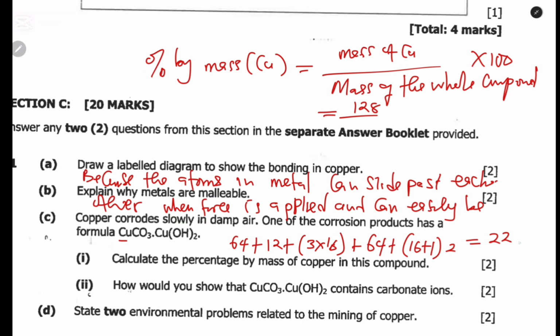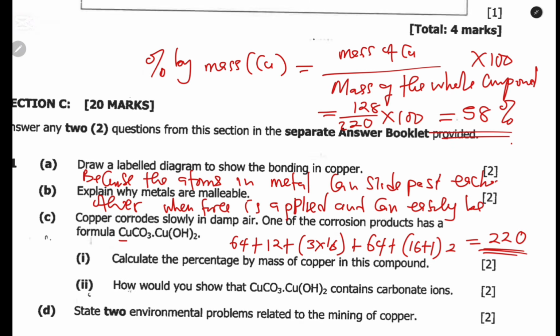220. The whole of this one is going to give us 220. So divide by 220 and multiply by 100, and this should give us 58%. Please, that is how you find the percentage by mass of copper. We have 2 coppers, multiplied by 64, which gives us 128. Then the bottom part, if we were to find everything, gives us 220. So we should be able to find 58.